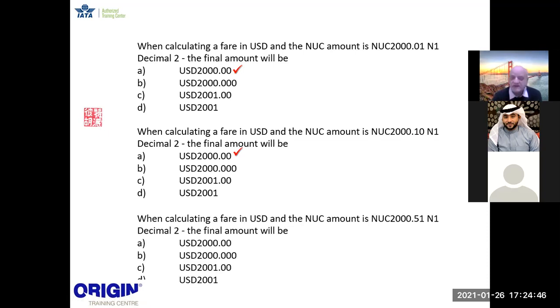Right, when calculating a fare in USD and the NUC amount is 2000.51, and we go to the nearest, up or down, decimal 2. If it's 0.51, am I going to go up or down? Up. So my answer would be C. That's the one. But again, you could get rid of D and B straight away because it's got the wrong decimals.